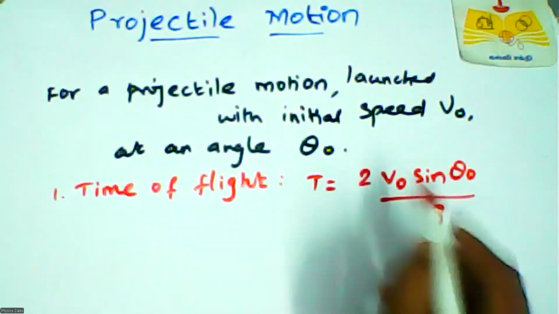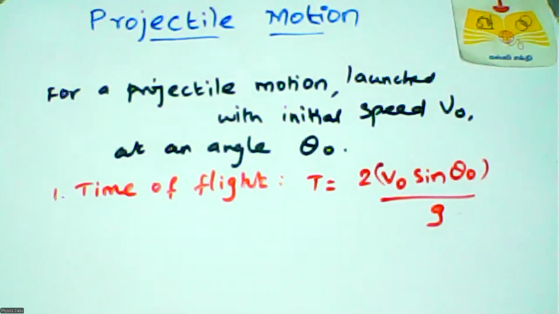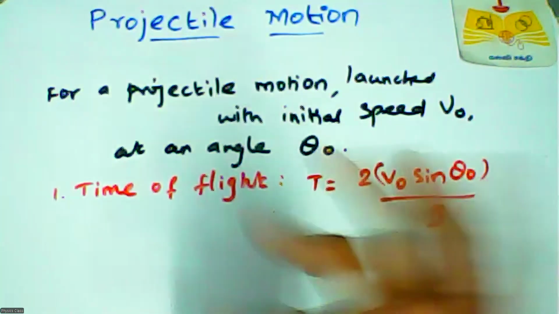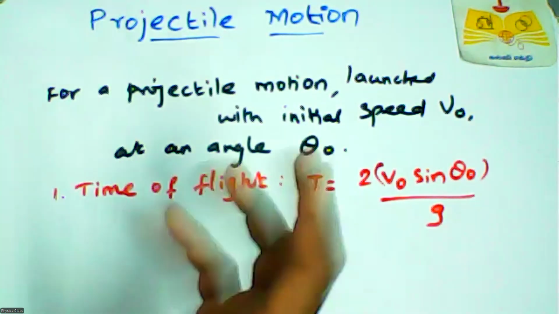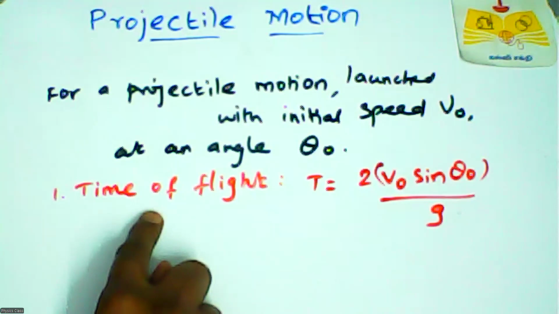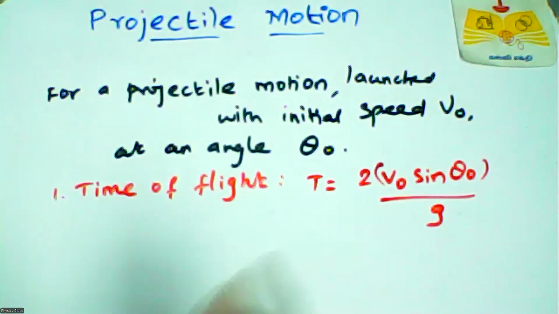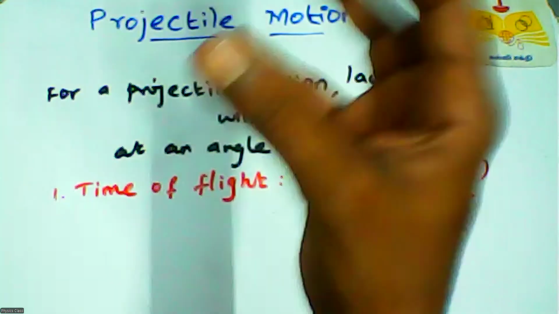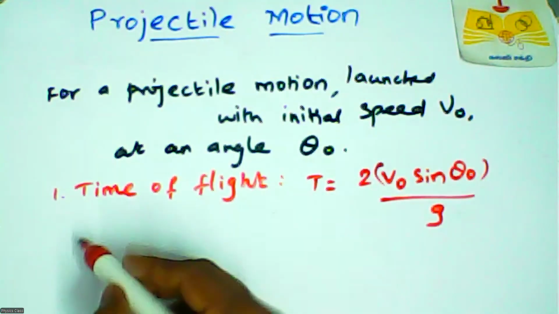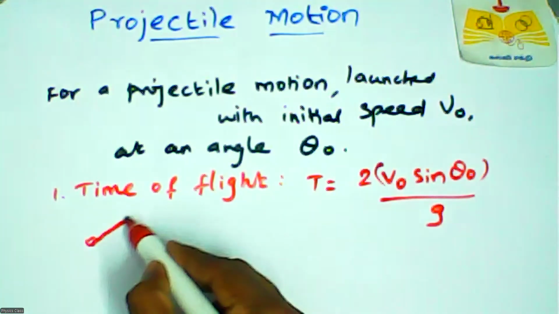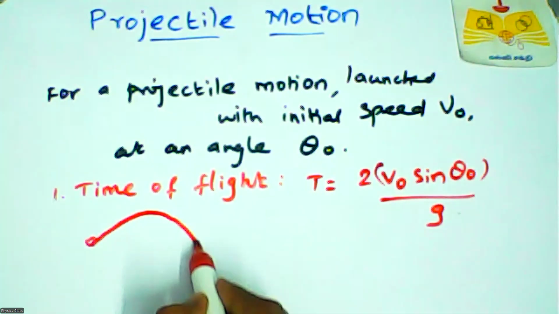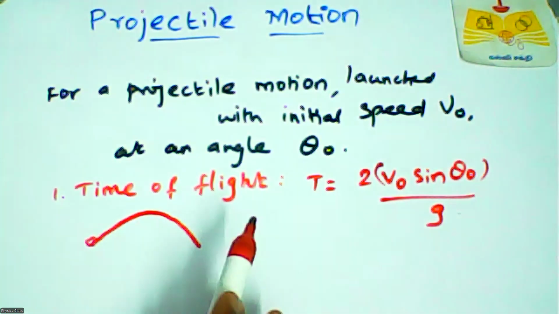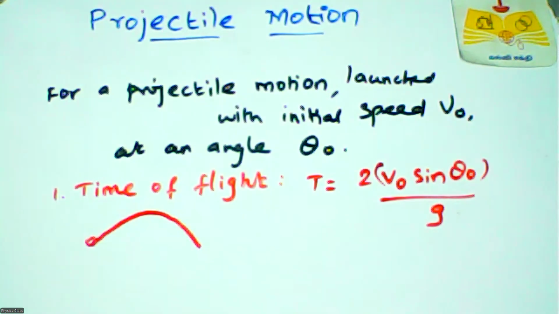2 v naught sine theta naught by g, and you can put brackets here. V naught means initial speed, theta naught means initial angle, and g means acceleration due to gravity. So this is the equation for time of flight. It comes from the vertical motion, where the object first goes up and comes back down like this.